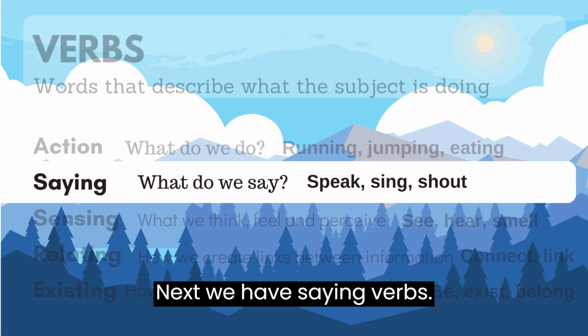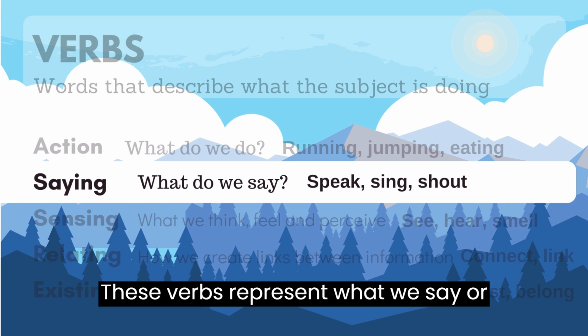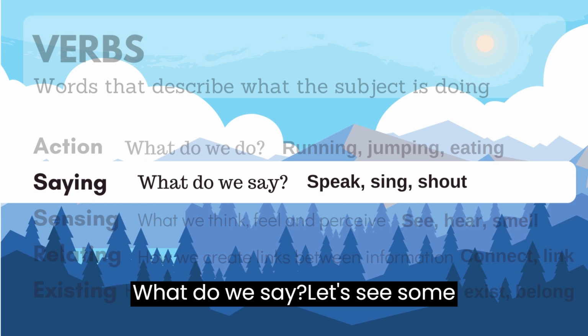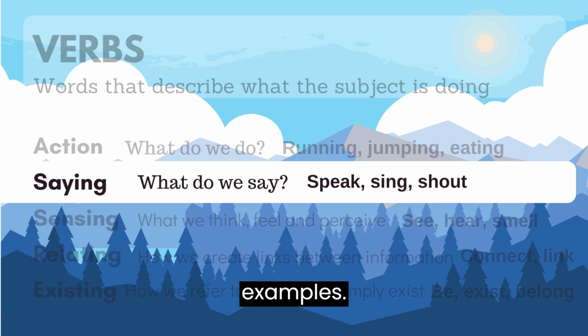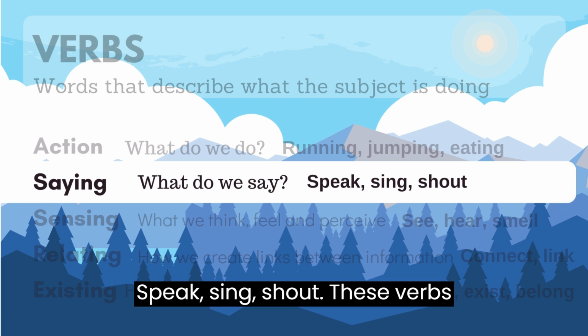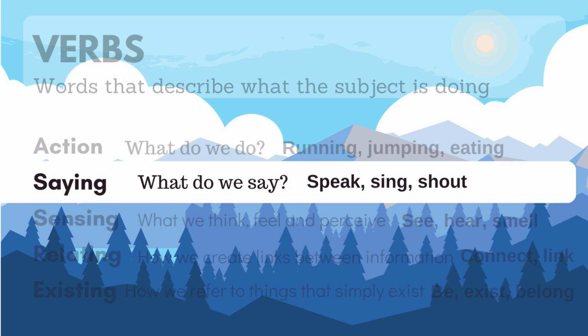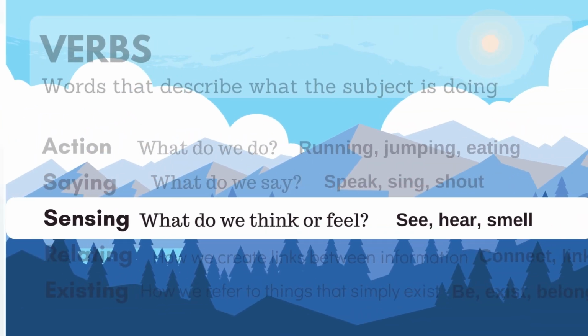Next, we have saying verbs. These verbs represent what we say or express. They answer the question, what do we say? Let's see some examples. Speak, sing, shout. These verbs show how we communicate through words. They allow us to express our thoughts, feelings, and desires.